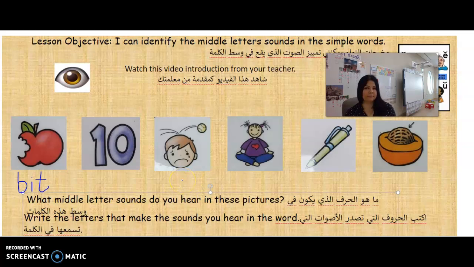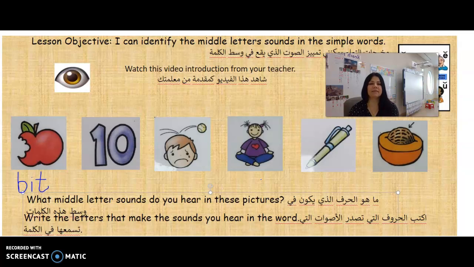Hit. E, t, hit. Write it down. E, t, hit. The next one is sit. Sit. What sound do you hear in the middle? What is the middle sound?